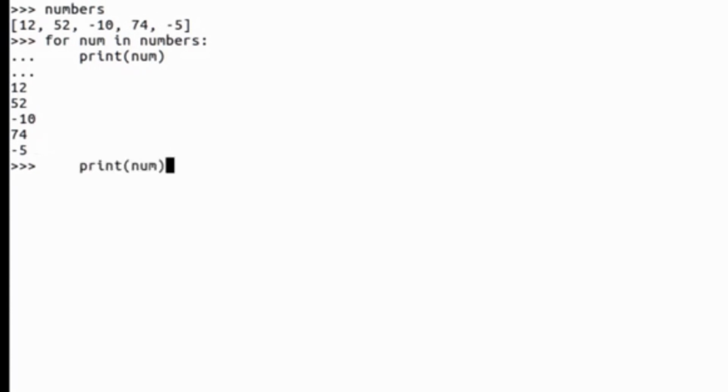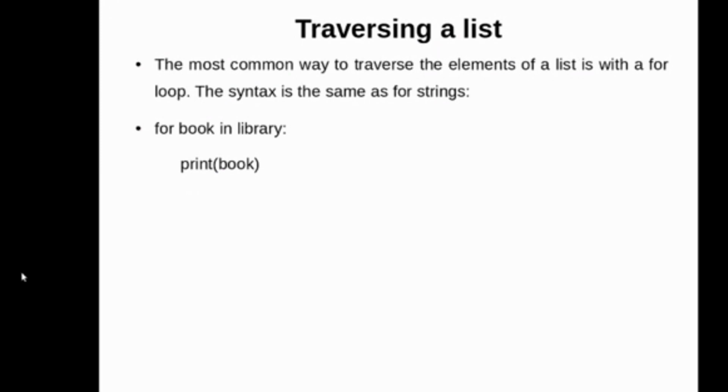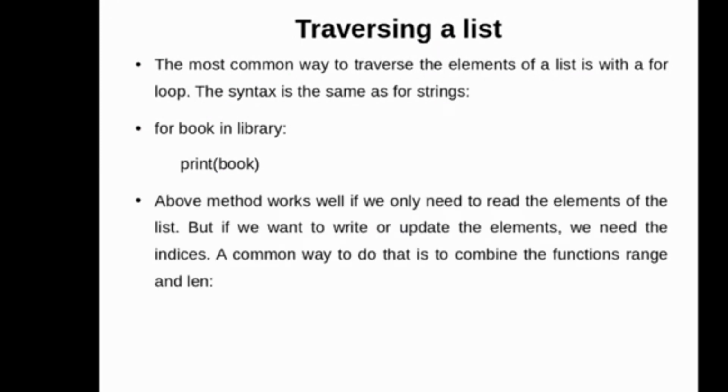Similarly, we can do this for forest also. For any element in forest, you can take any variable, print element. Trees, animals and birds. So this is how we can use a for loop to traverse elements of a list. This method works well if we only need to read elements of a list, but if we want to write or update the elements, we need the indices. A common way to do that is to combine the functions range and length.